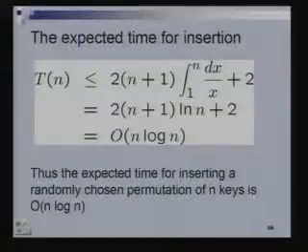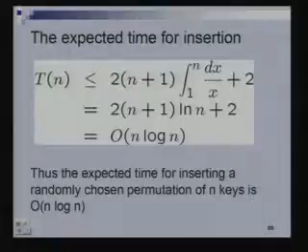Recall we saw the worst case was n squared. There is a particular permutation which just puts the elements in increasing order. For that, the total time for insertion is n squared. But the average time is n log n. And what is the best time? The best time is also n log n.